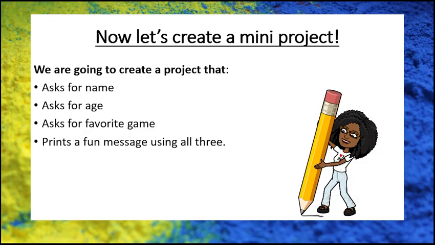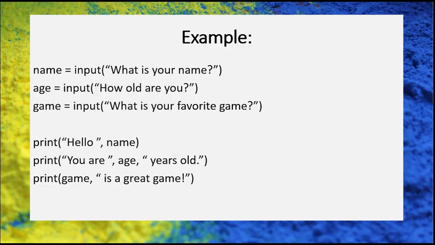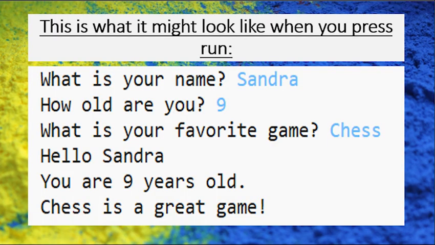Now let's create a mini project. We are going to create a project that asks for a name, asks for an age, asks for a favorite game, and prints fun messages using all three. Here is an example of what your code might look like. And this is what it might look like when you press run.